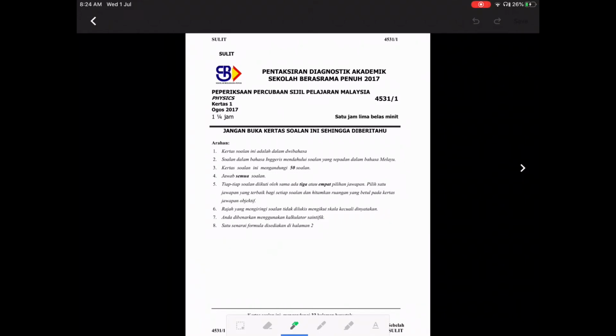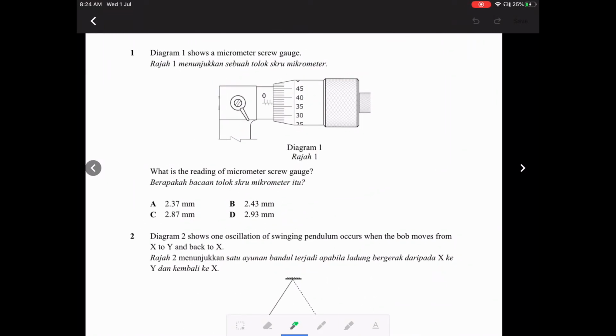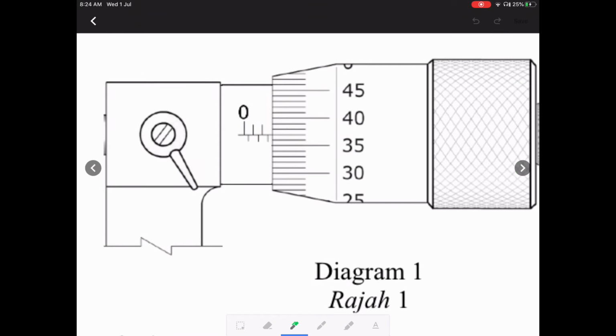SBP tahun 2017. Okay, tengok soalan number 1. Diagram 1 shows a micrometer screw gauge. Okay, so what is the reading of the micrometer screw gauge tu? So, berapa bacaan dia? Okay, so kita tengok di sini saya besarkan gambar.